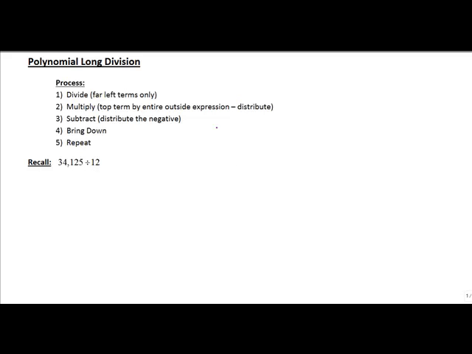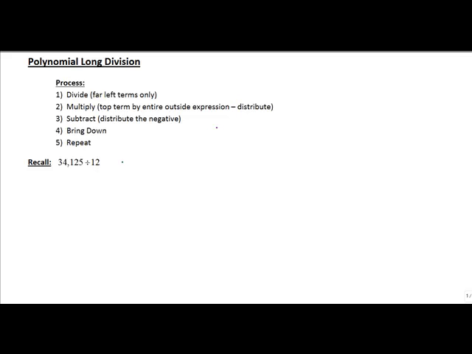Polynomial long division is a lot like long division with just constant terms. There's a process. Step one is we're going to divide, and we're focusing on the far left terms only, or in the case of a constant expression, we're focusing on the far left digits only. So we're going to divide and then multiply the top number by the outside part, or distribute in the case of polynomials. Then subtract and then bring down and repeat the process.